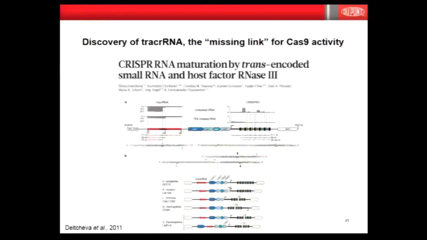Then finally, this is not our work, but this has been done by Emmanuel Charpentier. I think it's really the missing link that later allowed people to use the system as a genome editing tool. It was the discovery of another small RNA named tracrRNA. So you have Cas genes, CRISPR. Here you have a small locus that is transcribed into an RNA, which is required to do the maturation of the small RNAs and it's needed to have the interference effect.